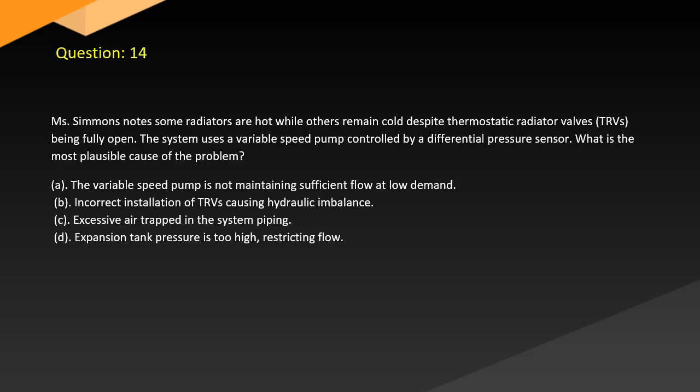Question 14. Mr. Simmons notes some radiators are hot while others remain cold despite thermostatic radiator valves, TRVs, being fully open. The system uses a variable speed pump controlled by a differential pressure sensor. What is the most plausible cause of the problem? A. The variable speed pump is not maintaining sufficient flow at low demand. B. Incorrect installation of TRVs causing hydraulic imbalance. C. Excessive air trapped in the system piping. D. Expansion tank pressure is too high, restricting flow.